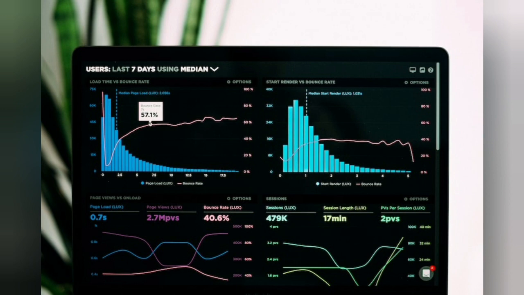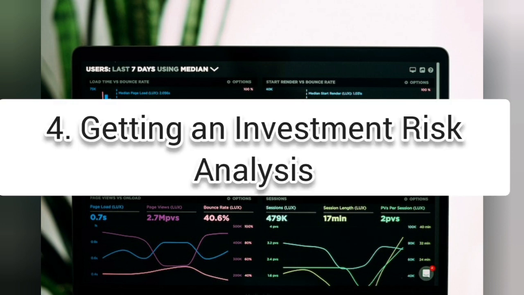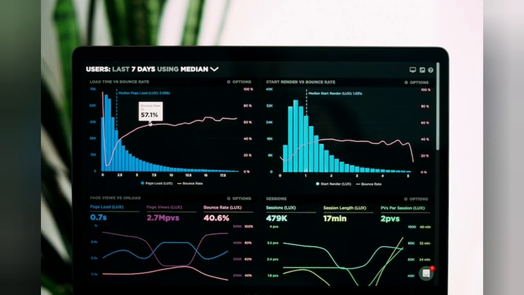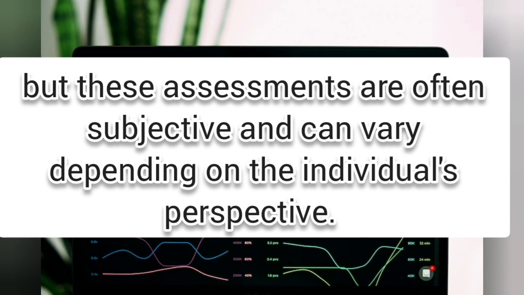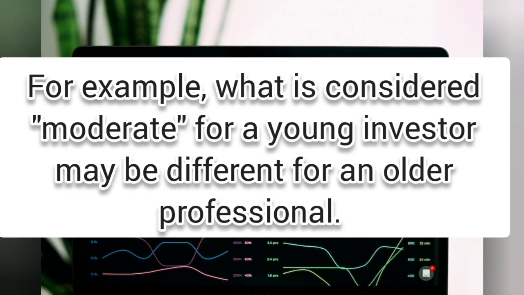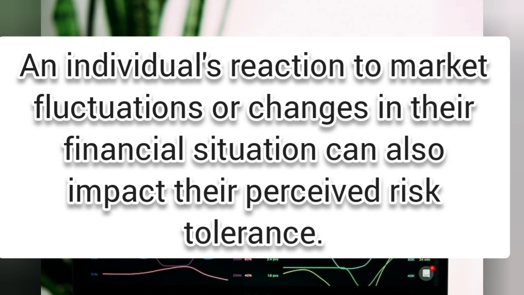The next step to strategically manage investment risk is getting an investment risk analysis. For a long time, financial experts have categorized investors' risk tolerance as aggressive, moderate, or conservative. But these assessments are often subjective and can vary depending on the individual's perspective. For example, what is considered moderate for a young investor may be different for an older professional. An individual's reaction to market fluctuations or changes in their financial situation can also impact their perceived risk tolerance.